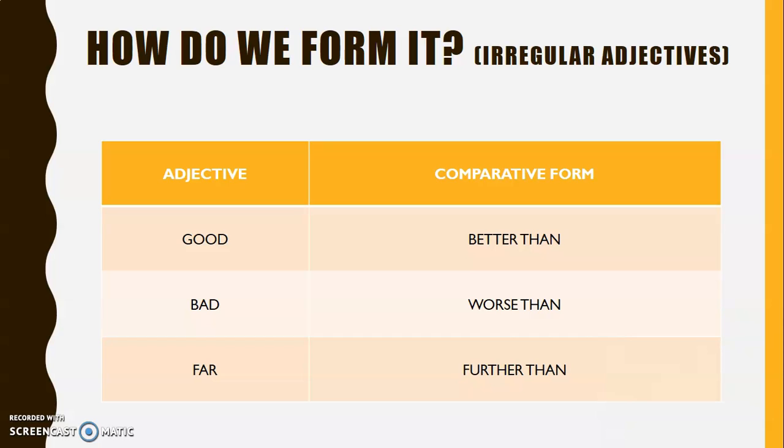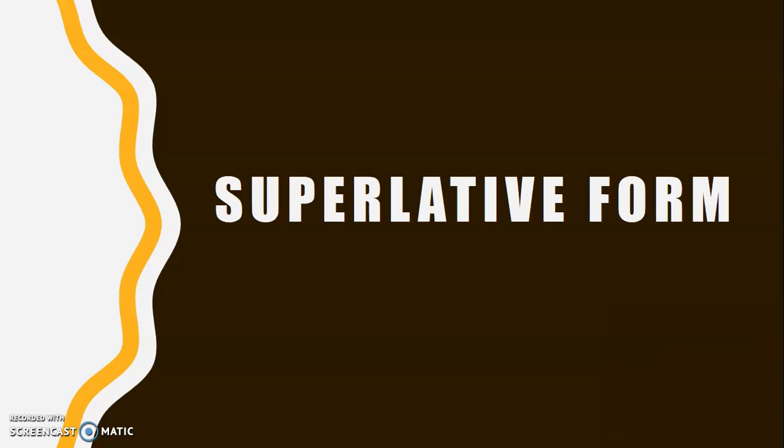Now, what about irregular adjectives? Well, they change, cambian. So, good changes into better than. Bad changes into worse than. And far changes into further than. Far significa lejos. Further than es más lejos. So, let's pass into superlative now.